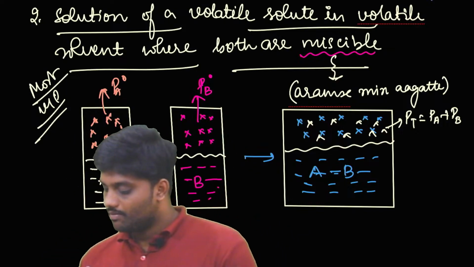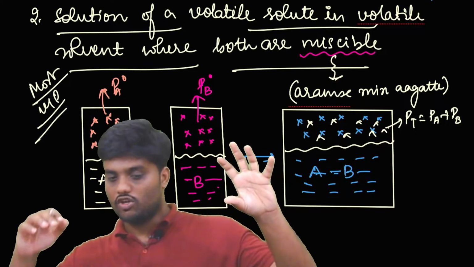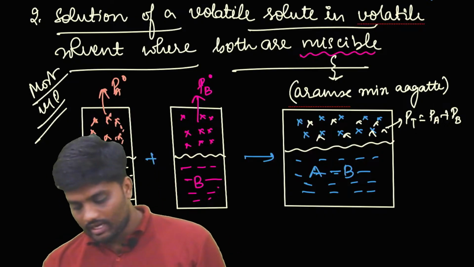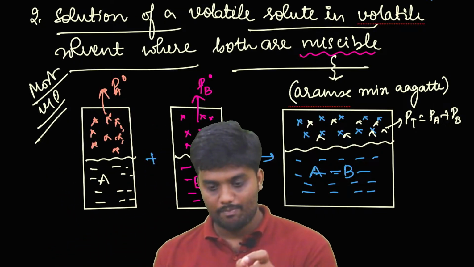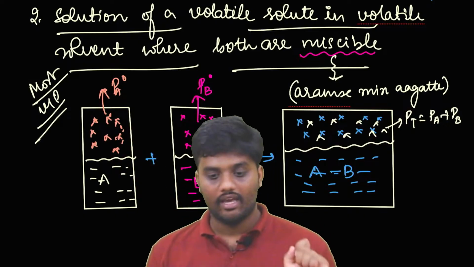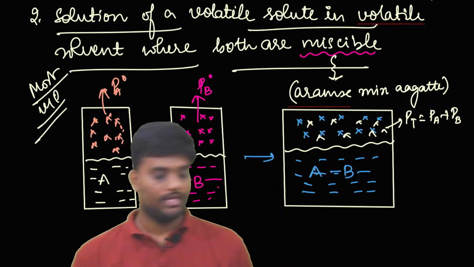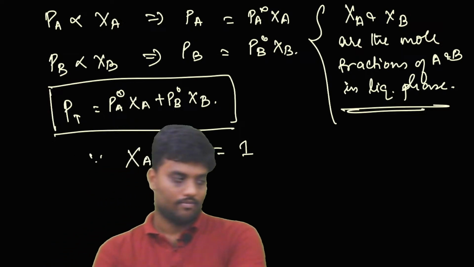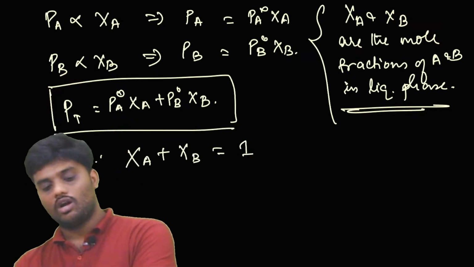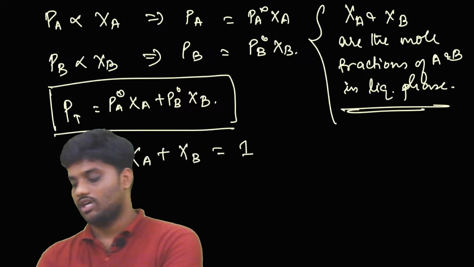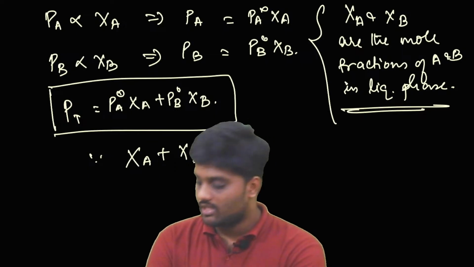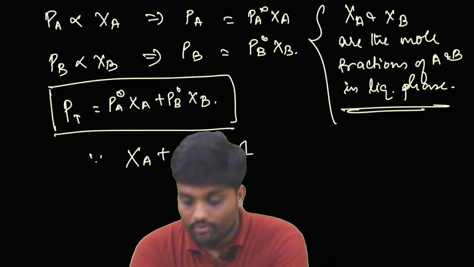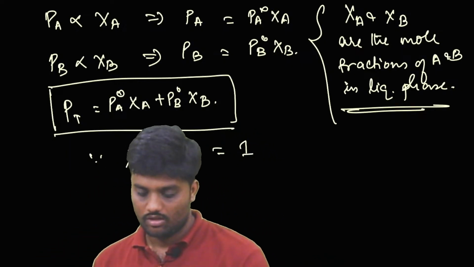Here I took a solution of a volatile solute and a volatile solvent. We are mixing both. After mixing, I get the total vapor pressure, that is PA plus PB. The pressure exerted by A is directly proportional to the mole fraction of A. So that is equal to PA naught psi A plus PB naught psi B. Here psi A and psi B are nothing but the mole fractions of A and B in the liquid phase. Understanding what I am saying?